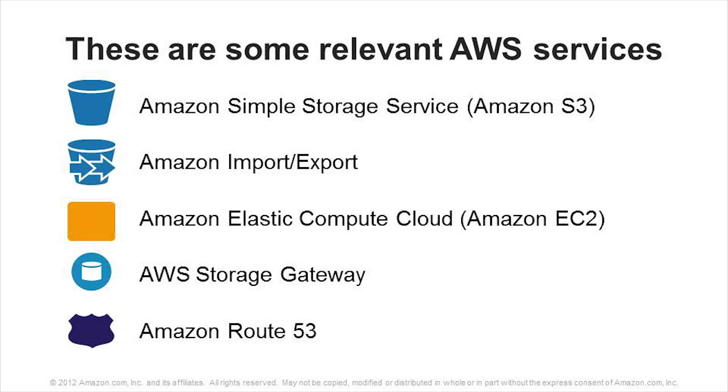And finally, I'll also be referring to Amazon Route 53. Route 53 is our DNS, our domain name service, and this takes care of mapping domain names to IP addresses. As we'll see in just a little bit, the ability to switch DNS entries rapidly is actually a really important part of a disaster recovery model.